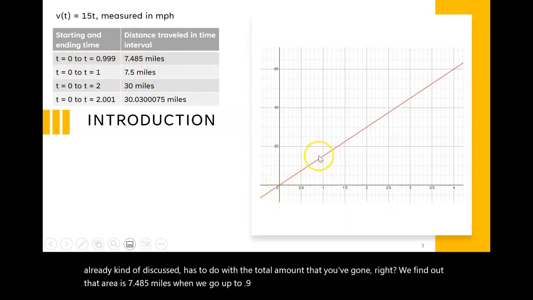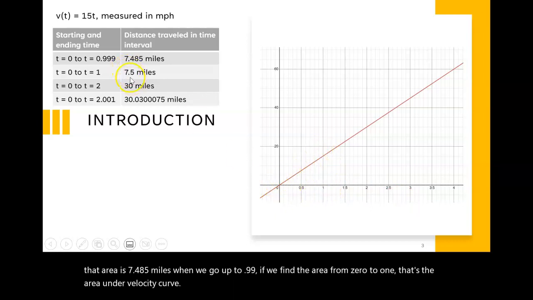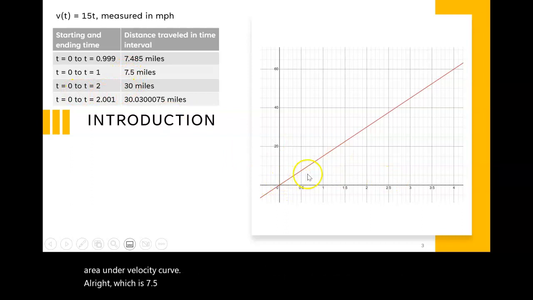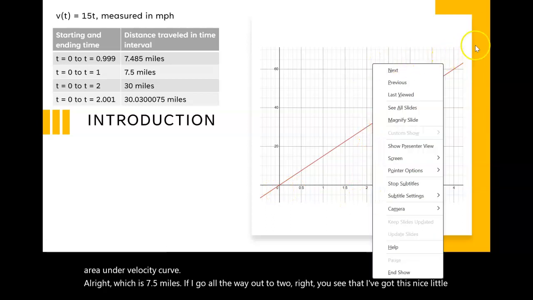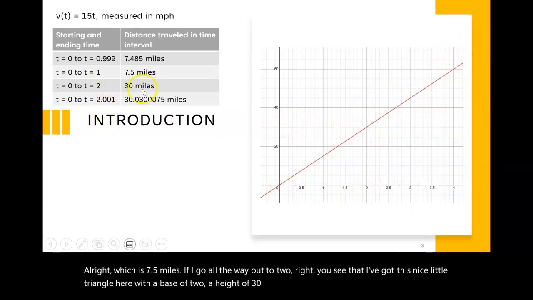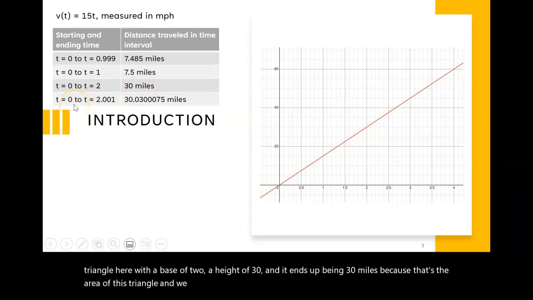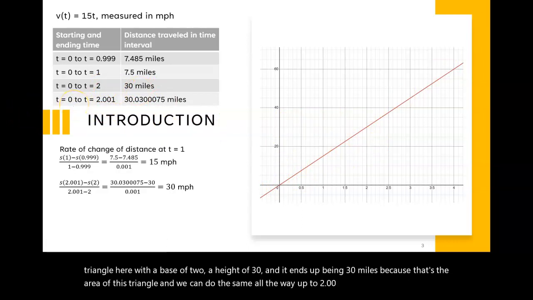If we find the area from 0 to 1, that's the area under a velocity curve, which is 7.5 miles. If I go all the way out to 2, you see that I've got this nice little triangle here with a base of 2 and a height of 30, and it ends up being 30 miles because that's the area of this triangle. And we can do the same all the way up to 2.001. All right, we talked about that before. What's that have to do with anything?